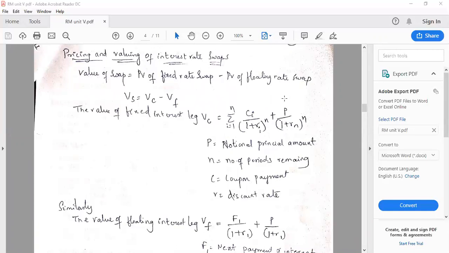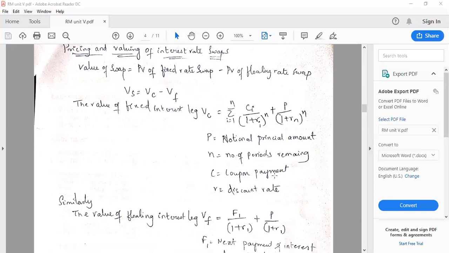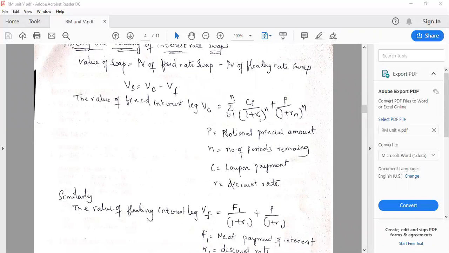Here the values of C and P will be changed because it is for interest rate swaps. P is the notional principal amount, C is the coupon payment, and n is the number of periods remaining. Suppose it is for 5 periods and 2 periods are already done; if you are asked to calculate for the remaining 3 periods, the number of periods would be 3. R is the discount rate.